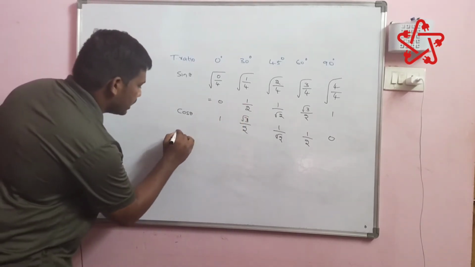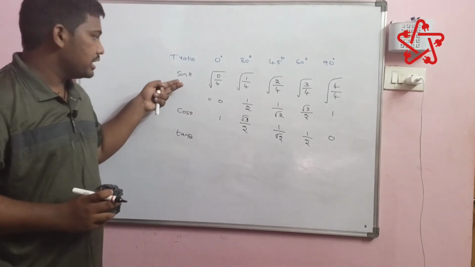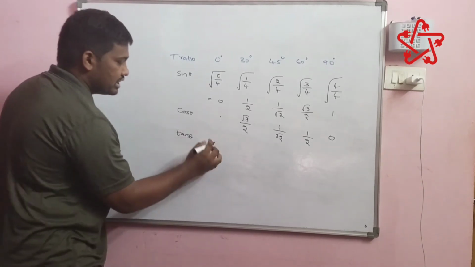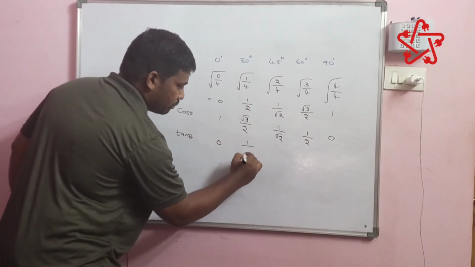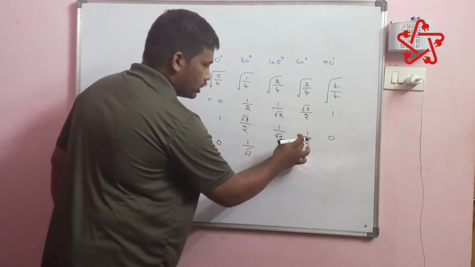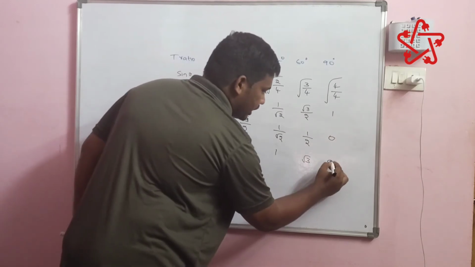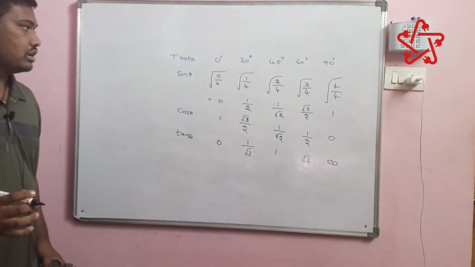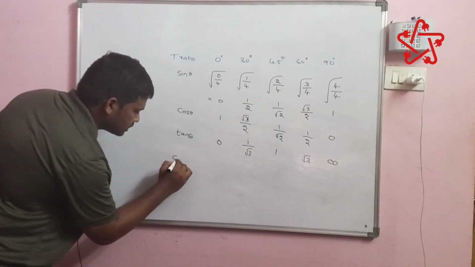Then coming to tan. Tan theta we have already given. Tan is simply sin by cos. So 0 by 1 is 0, 1 by 2 by root 3 by 2 will be 1 by root 3, 1 by root 2 by 1 by root 2 is 1, root 3 by 2 by 1 by 2 is root 3, and the last one 1 by 0, which is undefined or infinity, right? If we know this, then we can find the remaining values also.